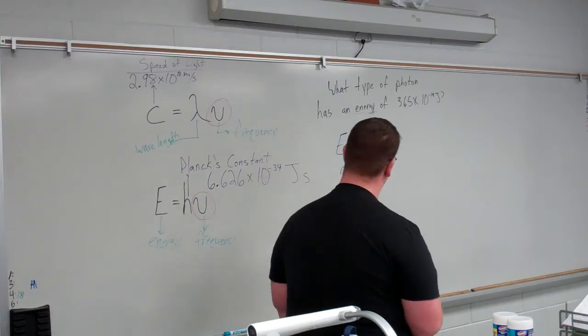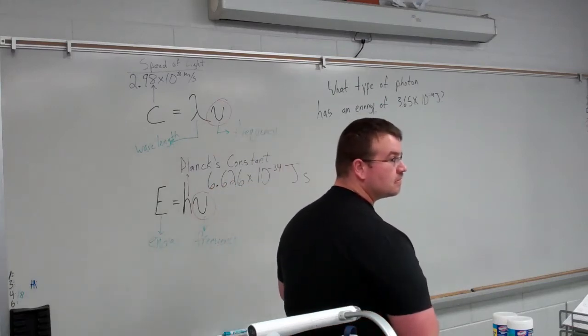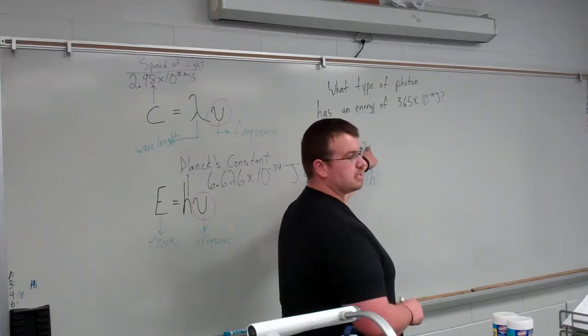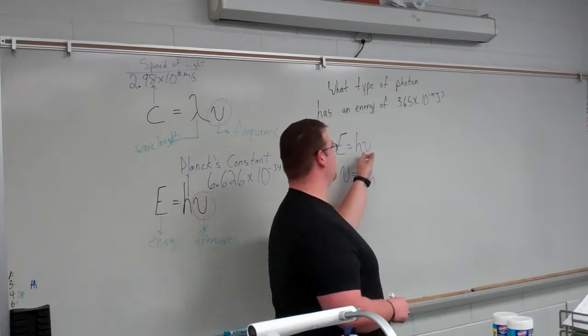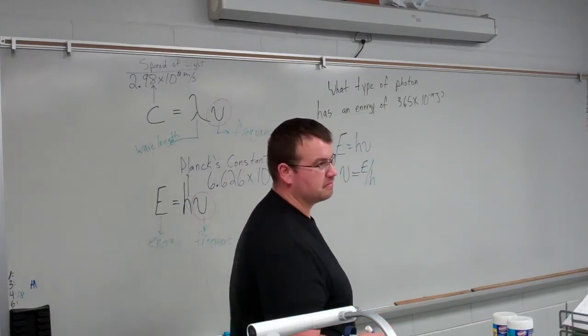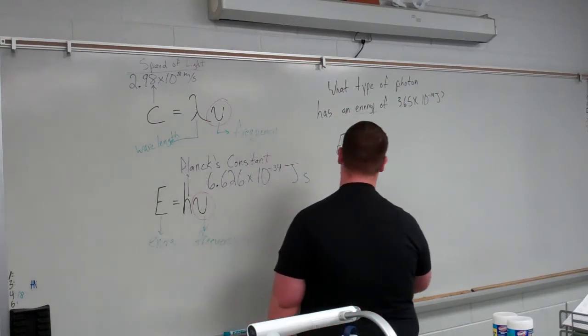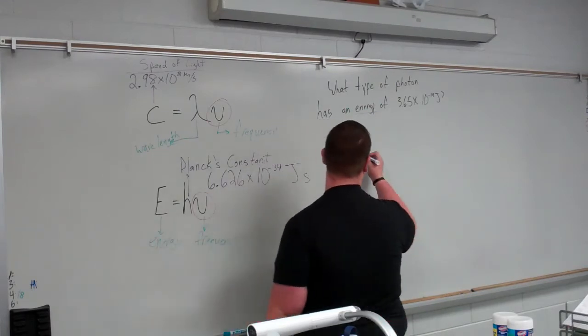I'm so lost. Why'd you do that? Because I'm trying to get frequency by itself. So whatever we want by itself, we put it on the other side of the equal sign. I just divided everything by Planck's constant. Okay, I'll go step by step. Sorry. My math skills are killing us.